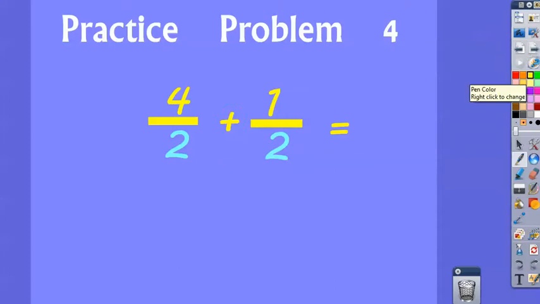4/2 plus 1/2, so we've got an improper fraction plus 1/2. Well, they both have the same denominator, so I'm going to add my numerators, which are 4 plus 1 is 5, and keep my denominators the same.